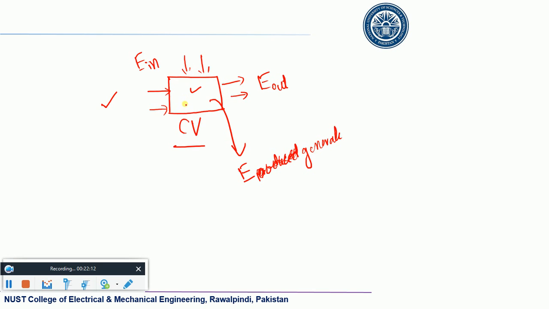Now along with this, you can have energy stored in this system. So these are the four kinds of interactions which this control volume can have with its surroundings. Okay, one energy in, the other energy out, then energy generated, and then energy stored.